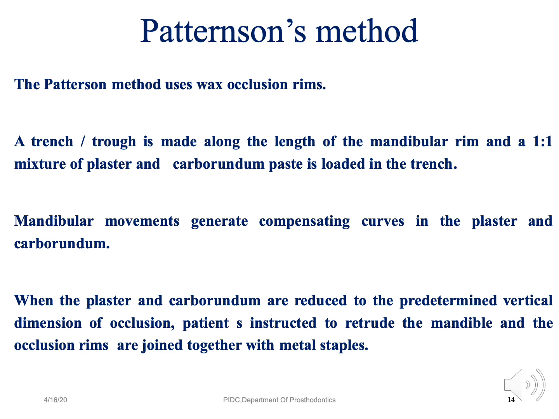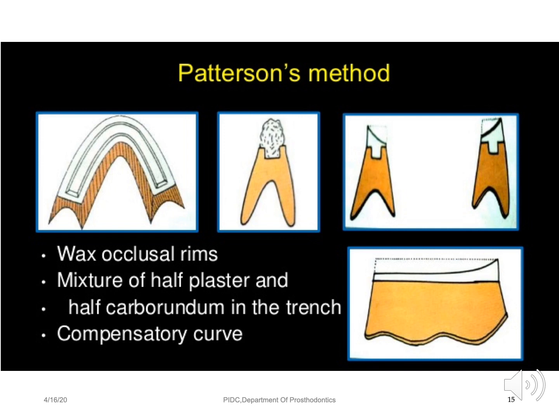So in this figure, as you see the Patterson's method, you have a trench, or a trough, which is done with the mandible. Then you ask the patient to do the protrusive and the laterusive movements, and on the right figure you see the curves which have been obtained. Once these curves have been obtained, you continue until you come to your specific vertical dimension of occlusion. So you ask him to repeatedly do this motion.